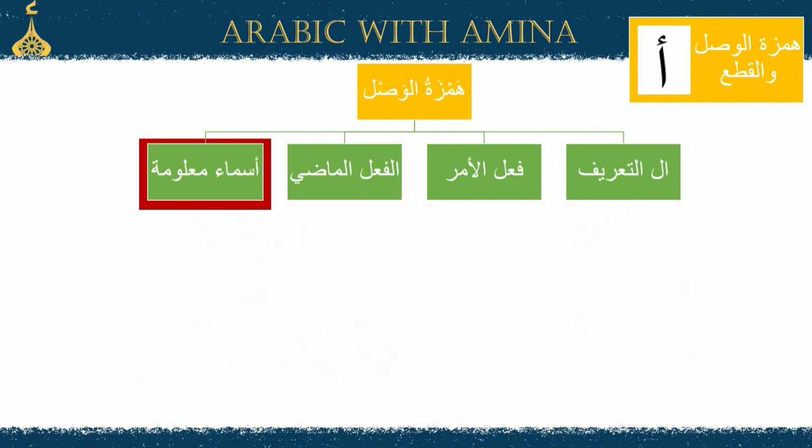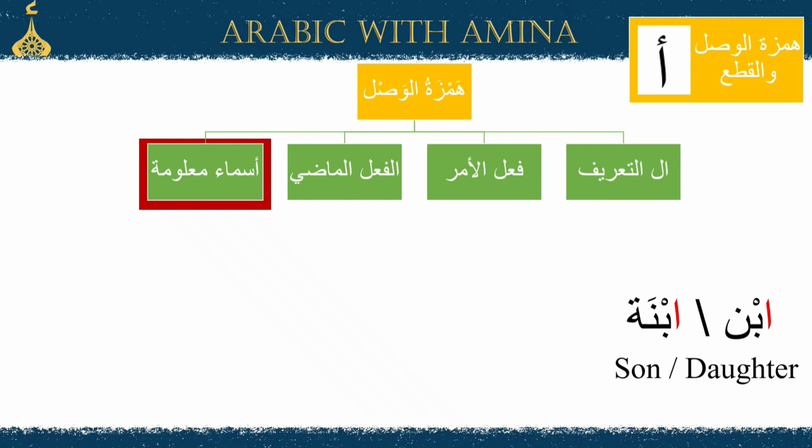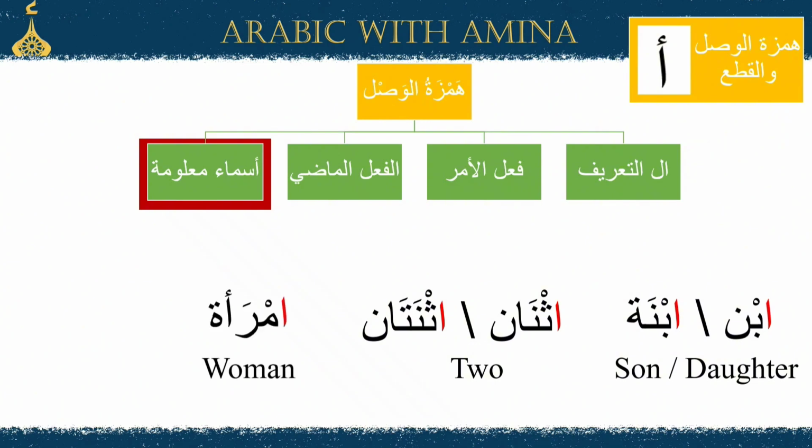Finally, أسماء معلومة, specific nouns. There's a limited list of nouns that always begin with Hamzat al-Waṣl. A few common ones are ibn, son, or ibna, daughter; ithnan or ithnatan, in the feminine form, which is 2; imra'a, woman; and Allah, lafz al-jalala, Allah. So none of these words will have a Hamza written on the Alif.